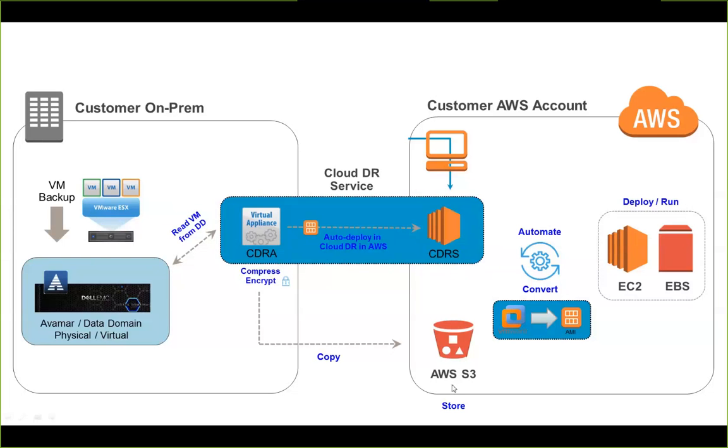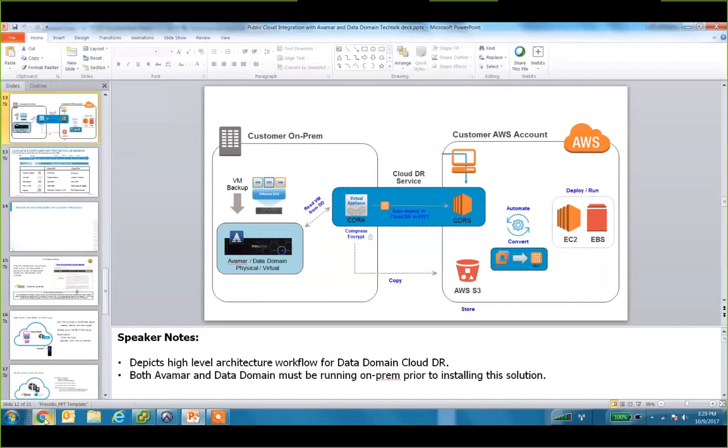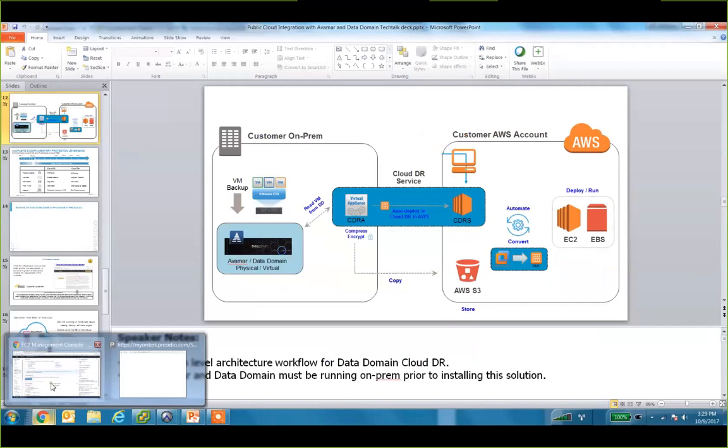Once we configure the jobs, the backups will happen. If the policy says that the virtual machines need to be replicated to AWS, it will do the backup, and then the CDRA will pick up the new backup copies and replicate or copy them over to AWS into the pre-designated S3 bucket. And on a need basis, we can fail over the environment or the respective virtual machines into AWS.